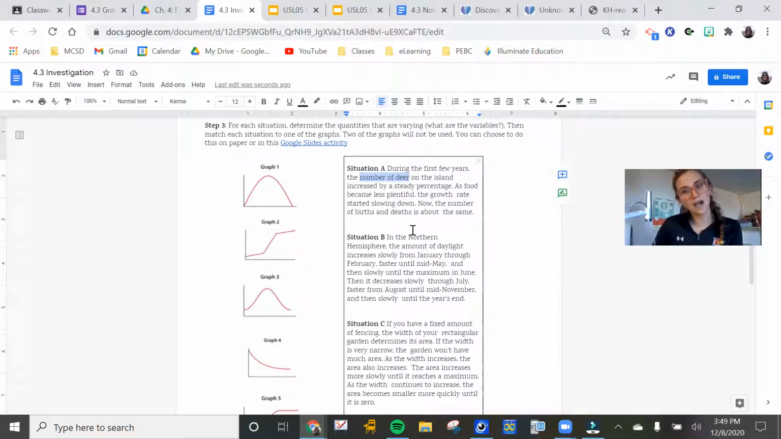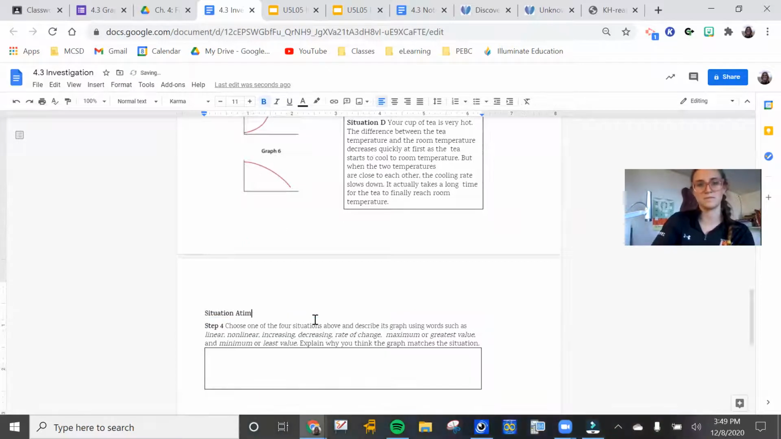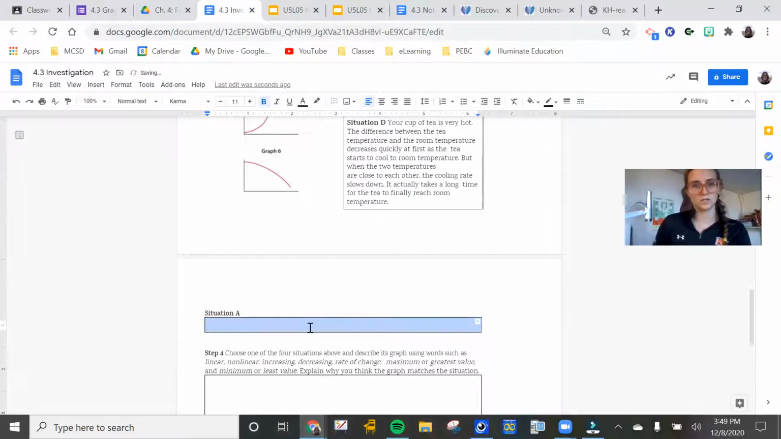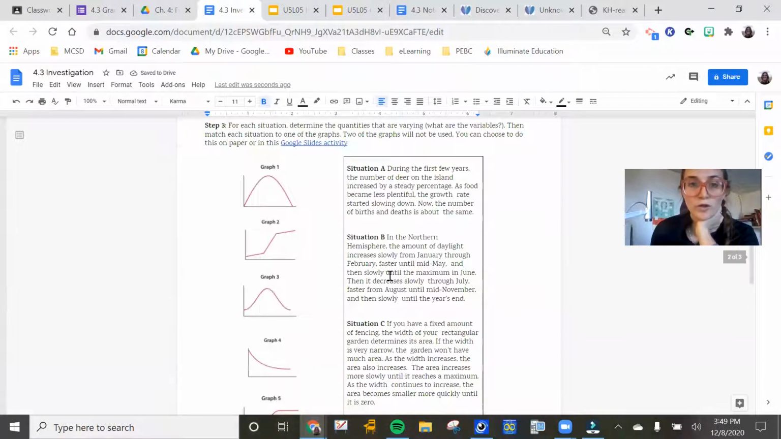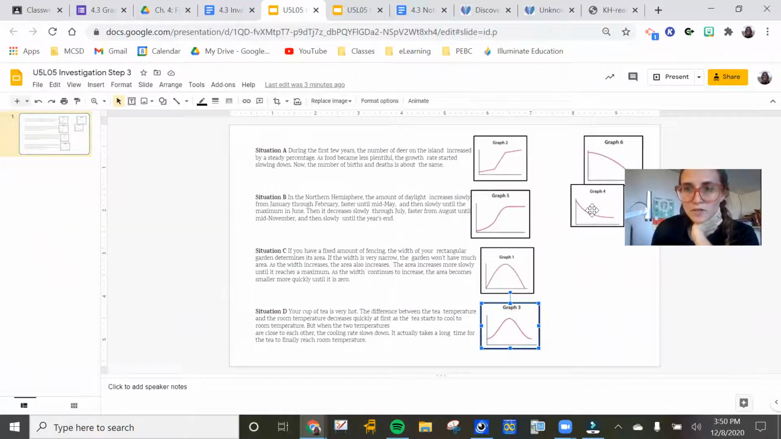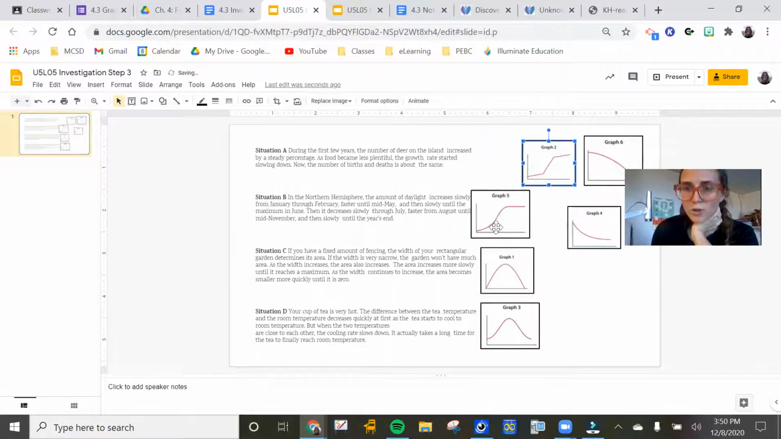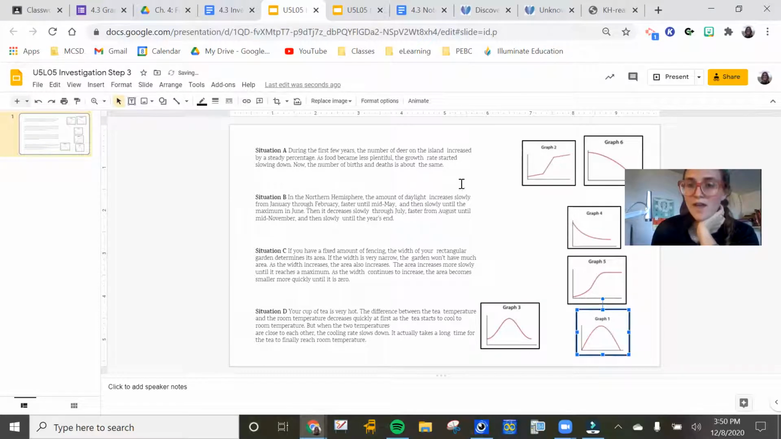Anytime we use time, it's going to be our independent variable. So time is my independent variable, and number of deer is my dependent variable. Now what I'm going to do is look through my different graphs on my slideshow, and try to figure out which graph represents the situation of the deer on the island.